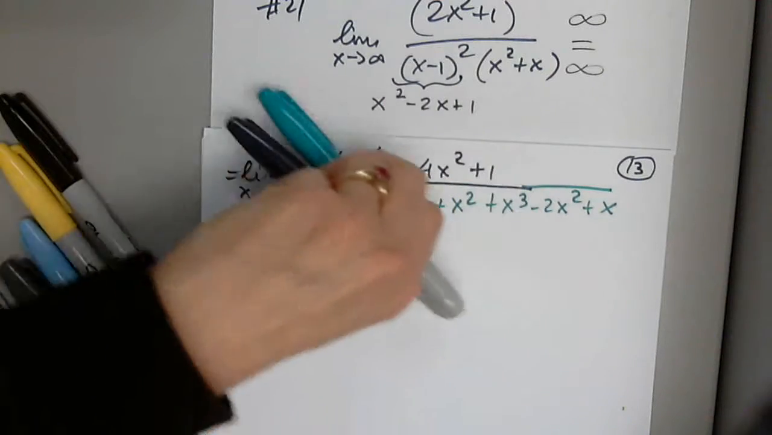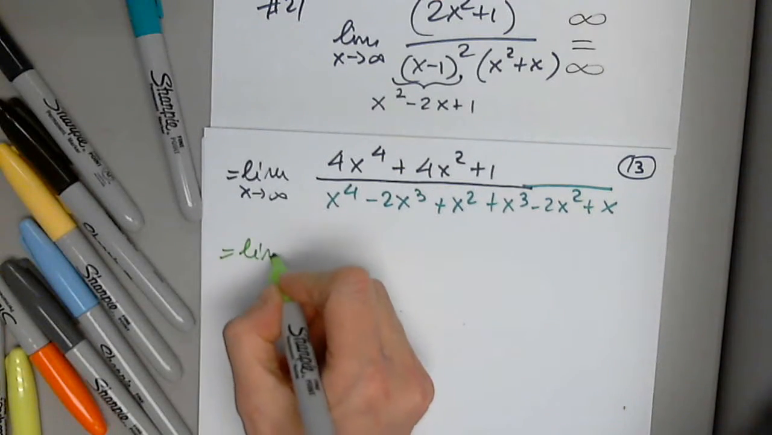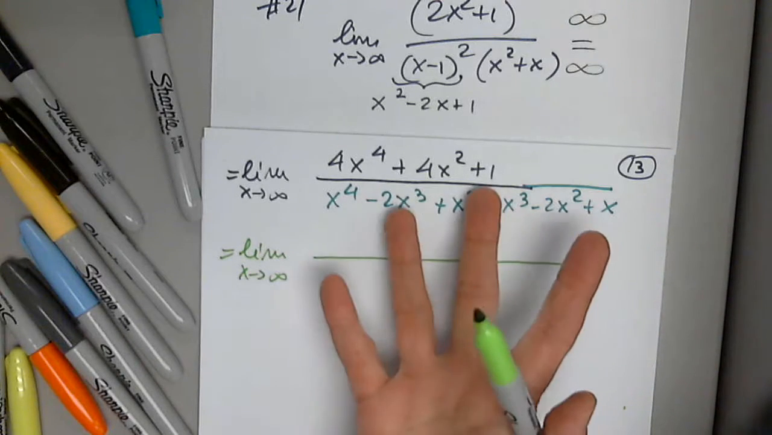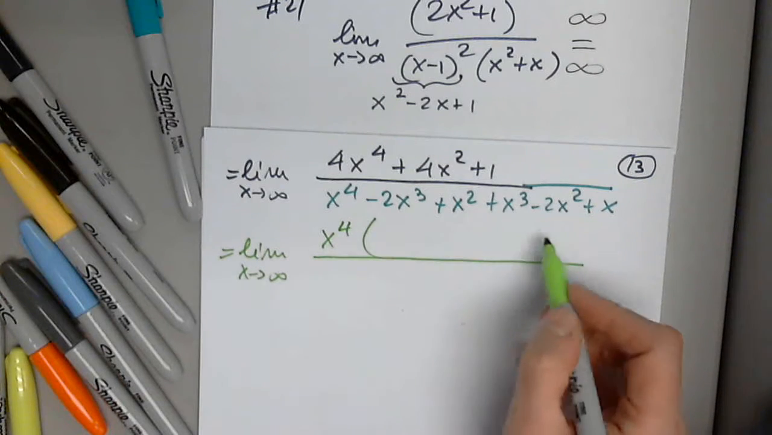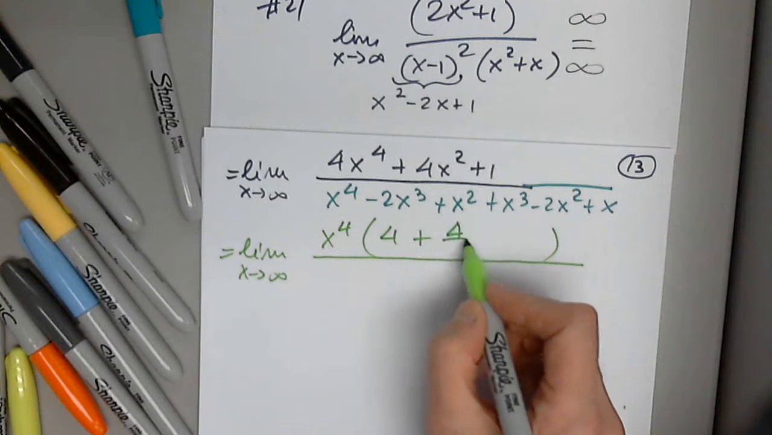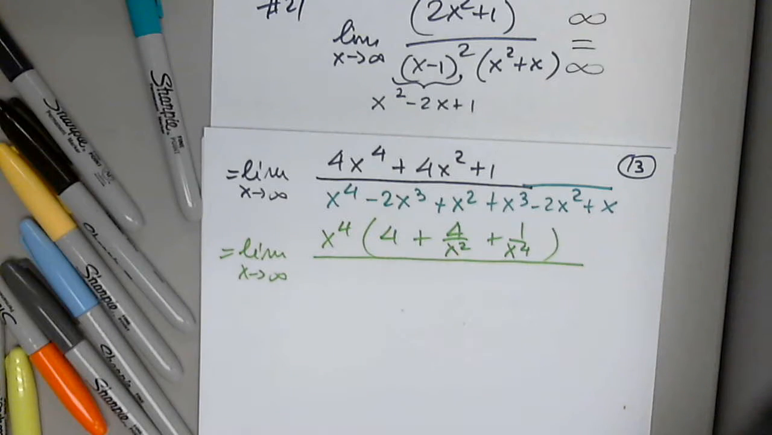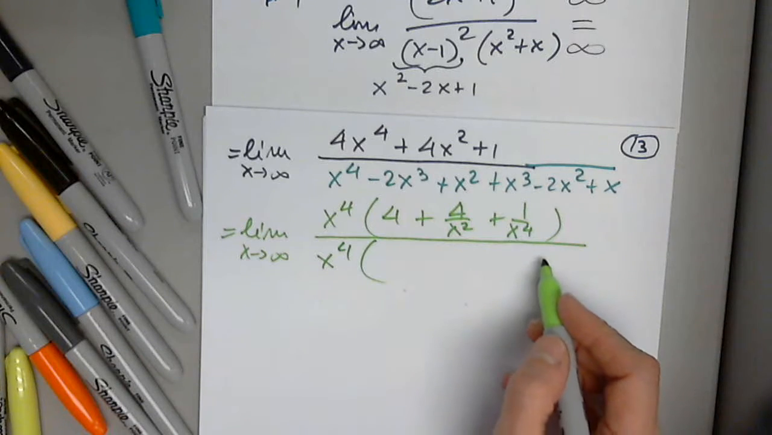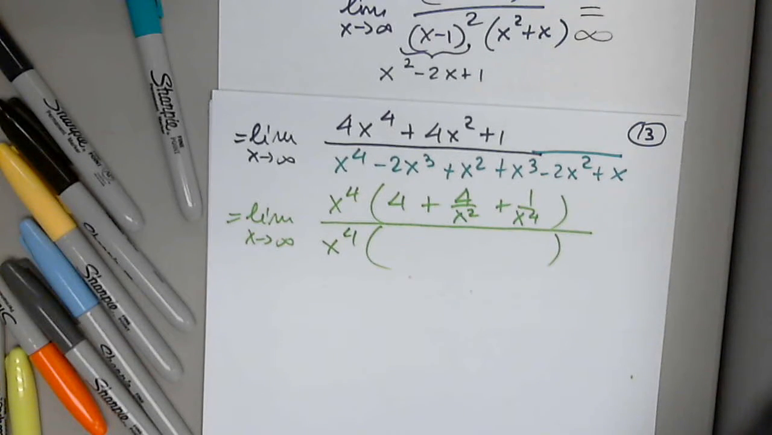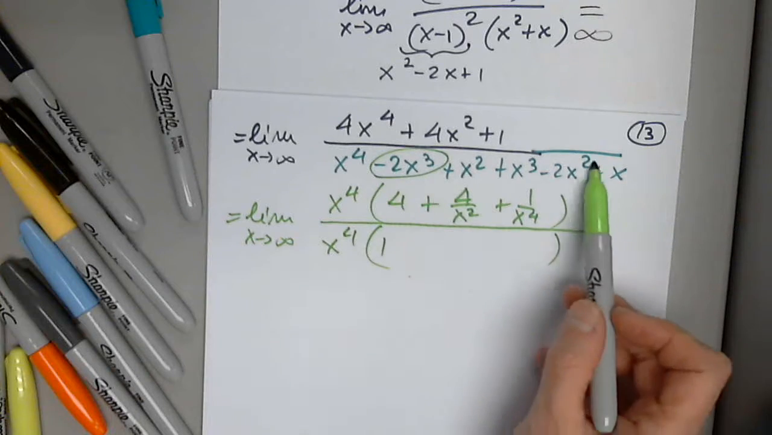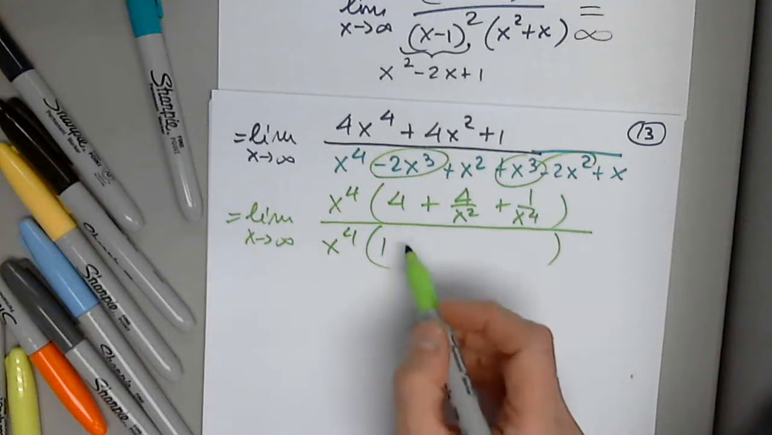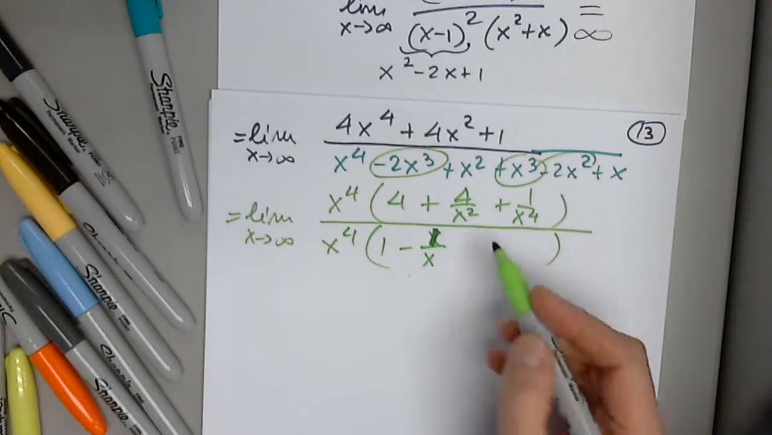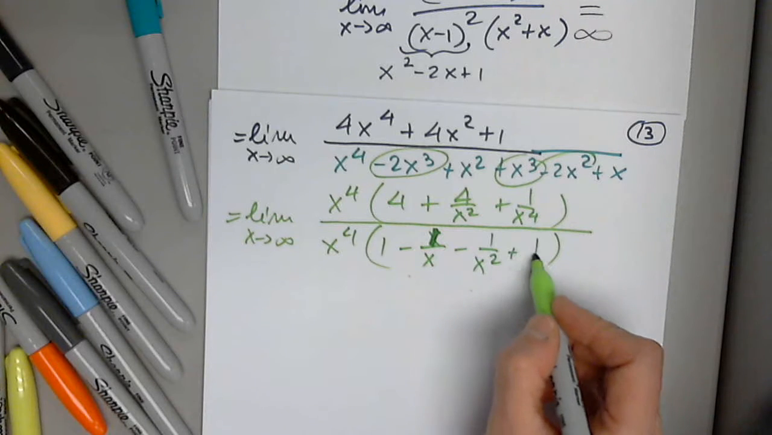If you don't remember, that's fine. However, what we need to do is factor out what at the top? What is the degree? Very good. And you'll have 4 plus 4 over x squared plus 1 over x to the 4th. I will combine like terms in the denominator, but I will have to factor out x to the 4th. So I have 1. No, I'm sorry, this is negative x cubed, right? So negative 1 over x. And this is minus 1 over x squared and plus 1 over x cubed.